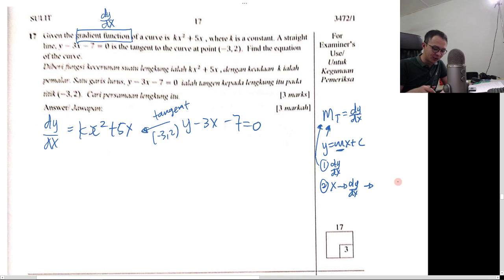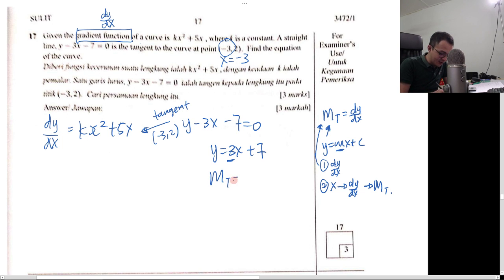Alright, so I'm going to show you what I mean here. From here, if I rearrange my equation, I have y equals to 3x plus 7. The question already tells me this line is tangent to the curve, right? At x equals to negative 3, you focus on the x value. So I know my gradient of tangent here is equal to 3, since gradient of tangent equals to dy dx after I sub the x value into dy dx. So I already have dy dx, and it will become 3 after I sub my x value, negative 3, into it.